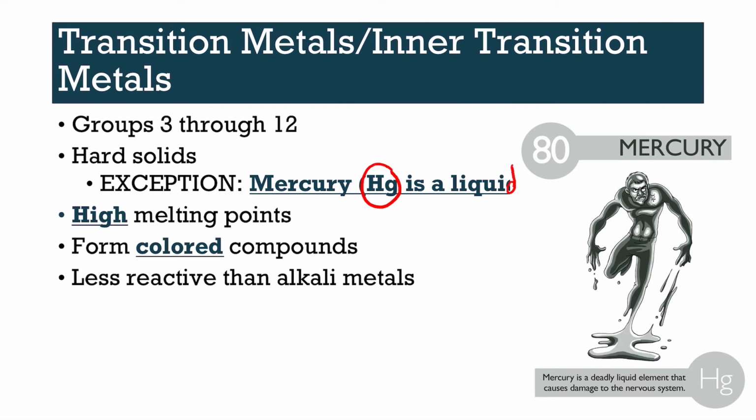They have very, very high melting points. And when we get to bonding, we'll talk about why. Cool fun fact about these, and kind of important as well: these transition metals form colored compounds. So if you have a copper sulfate solution, that is a blue liquid, and it's blue because of that copper. Copper is Cu, that is in the transition metal section.